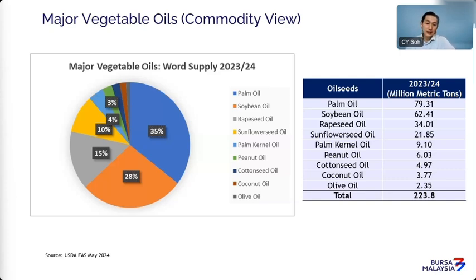So here you can see the top vegetable oils used in the world. There are palm oil, soybean oil, rapeseed oil, which we also sometimes call canola oil, and sunflower seed oil. So here there are so many oils. We just need to monitor the top 4 major vegetable oils, because these are the 4 oils that very significantly affect the global edible oil demand and supply, as well as the price itself.